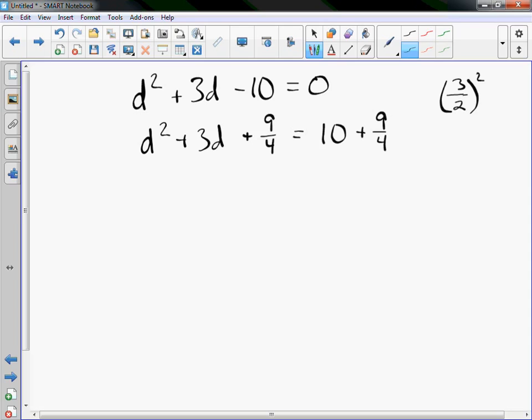Okay? This becomes a perfect square on the left-hand side. So that's D plus 3/2 squared equals 9/4 plus 10. That's 40/4, 49/4.